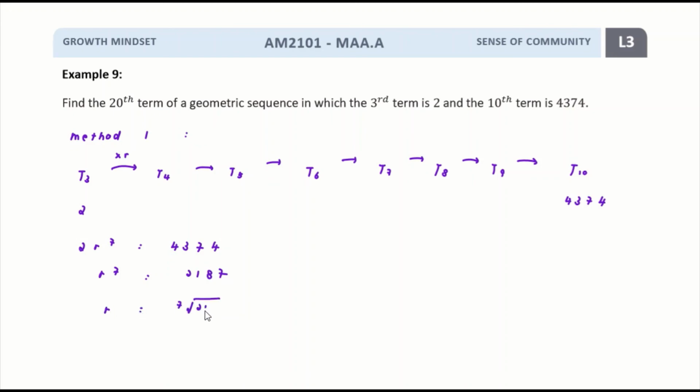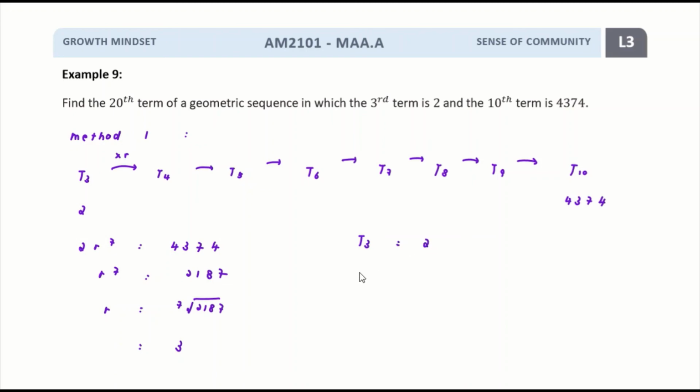So r is the 7th root of 2187, and that will give you 3. So you can actually find out the common ratio already. After you get this, you still need to do your nth term, right? The question gives you that the third term is 2, so T3 is equal to 2.